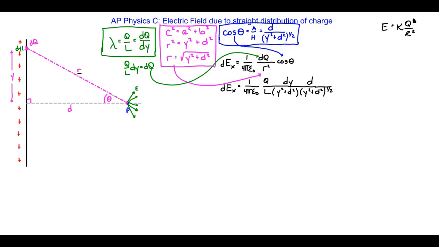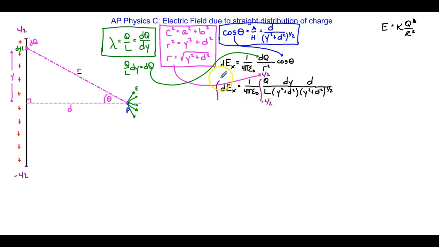What's important to see, as usual, is we're going to integrate both sides. We're going to integrate this side, and we're going to integrate the right-hand side. So we add up all those little distributions of charge and the resultant electric fields. I have to describe then my limits of integration. I'm going to call the bottom end of this negative L over 2, and the top end positive L over 2. And so this becomes negative L over 2 down here and positive L over 2 there.